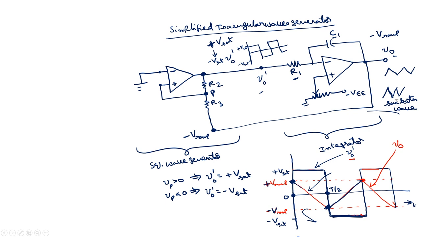This is all about the waveform generation. So, in the next lecture, we will discuss a specialized IC called the 555 timer. This also can be used to generate square wave, triangular wave and rectangular waves, etc. Thank you.